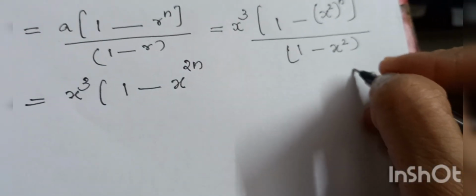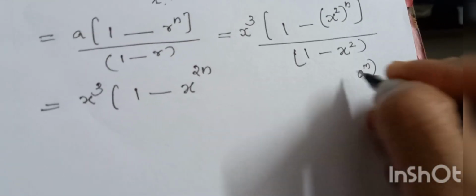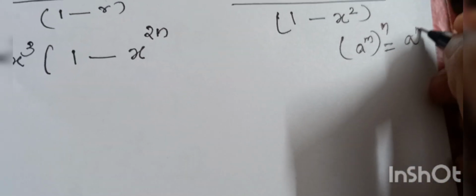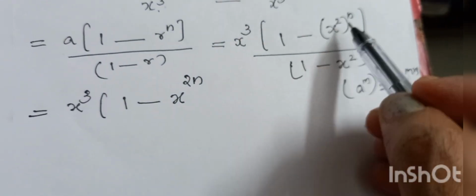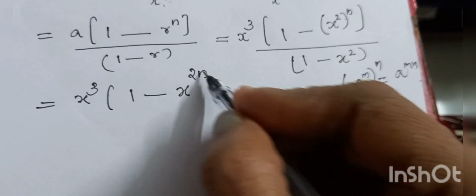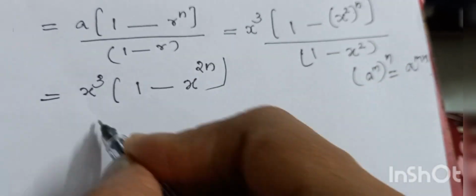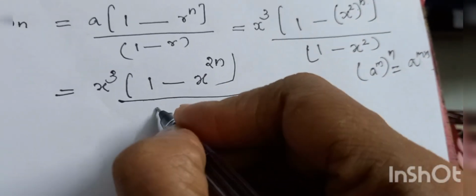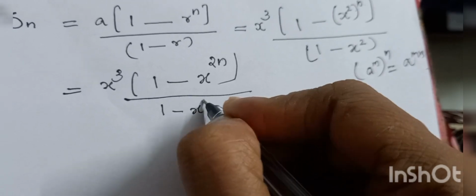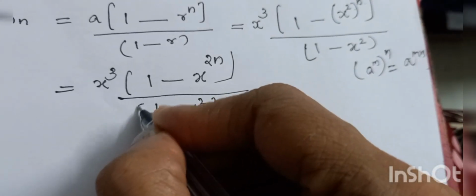You already know that a to the power m whole to the power n is equal to a to the power mn. Like this, x square whole to the power n is equal to x to the power 2n. Close the bracket, then 1 minus x square. So, this is the final answer.